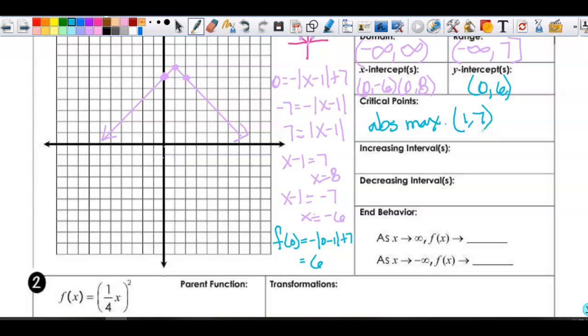It's increasing from negative infinity to 1, because remember these are always intervals of the domain, and then I'm decreasing from 1 to infinity. My end behavior: as x approaches infinity, f of x approaches negative infinity, and as x approaches negative infinity, f of x approaches negative infinity. Okay, so just kind of putting all those pieces together. Let's look at the next one.